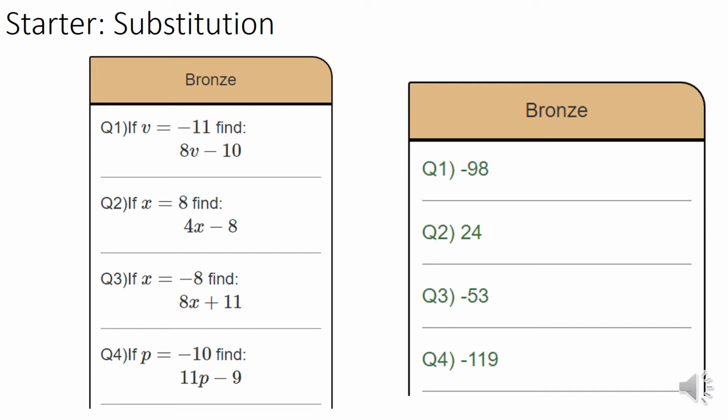Okay, so here we've got the answers. So for this first one, I'll go through that one. So v equals minus 11, find 8v minus 10. So we've got v as minus 11, so 8v is 8 times minus 11. So that gives us minus 88. And then on top of that, we've got minus 10. So minus 88 minus 10, that gives us minus 98. So that is our answer for that one. And then the others, similar method, you're substituting in whatever the algebraic symbol is into wherever it is in the expression.